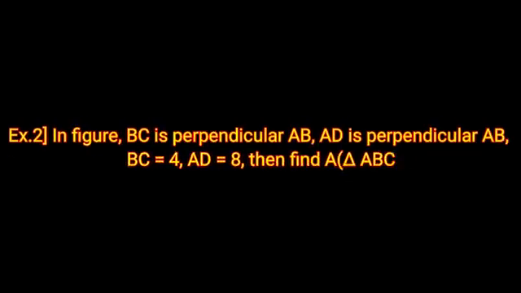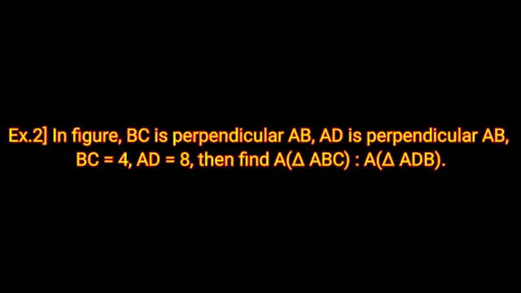In the figure, BC is perpendicular to AB, AD is perpendicular to AB. BC is equal to 4, AD is equal to 8. Then find area of triangle ABC upon area of triangle ADB.